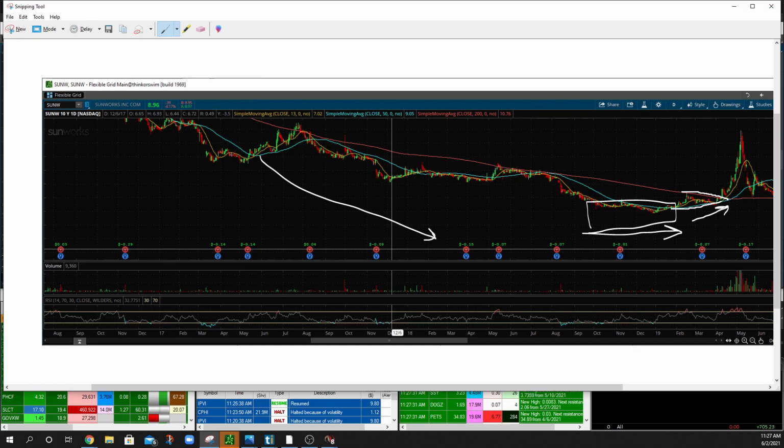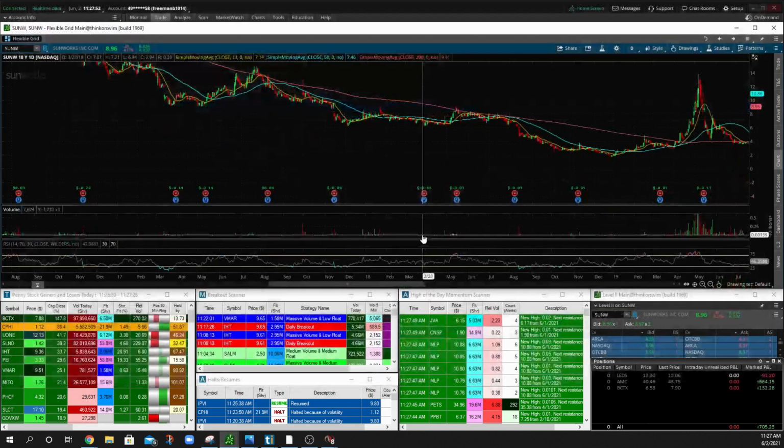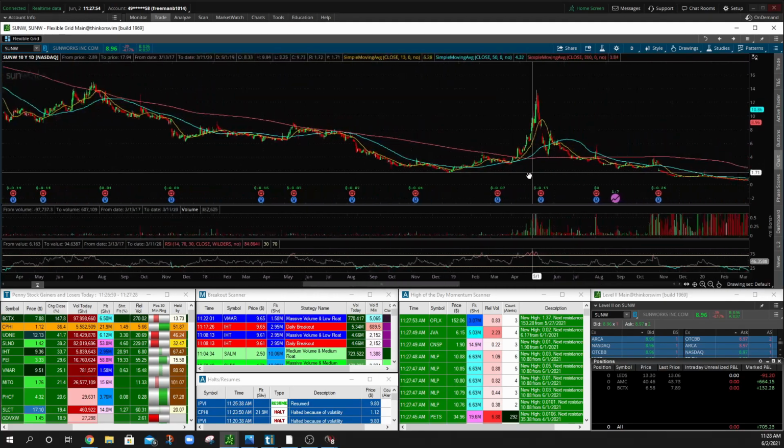Getting squeezed in between our moving averages. We can see the squeeze, and then we get a break. If you missed it, you got your pullback, and you could have rode that for a nice move to the upside. I never took this, but that was a great example. I'll show you the one that I did take.